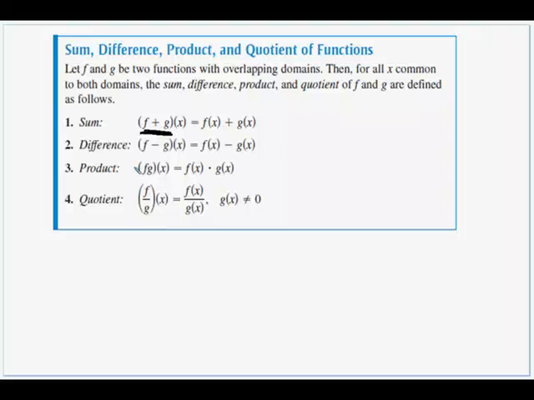If we multiply, f times g of x is just f of x times g of x. And the quotient, f divided by g of x, is f of x divided by g of x, as long as g of x does not equal 0. So when we do come to these quotient functions, always got to worry about that denominator equaling 0.